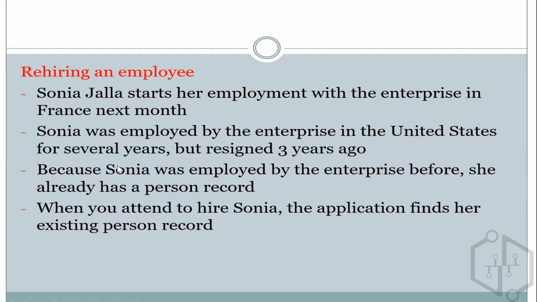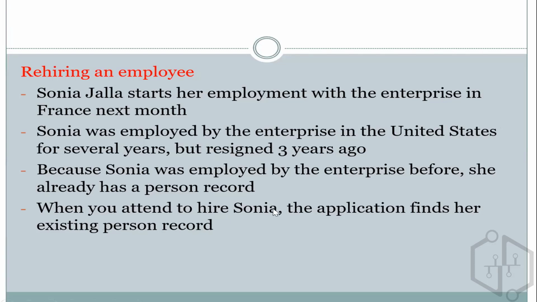Sonia was employed by the enterprise in the United States for several years, but resigned 3 years ago. Because Sonia was employed by the enterprise before, she already has a person's record. Already having a person's record means she was already there. She was already an employee. She was an ex-employee. Okay.